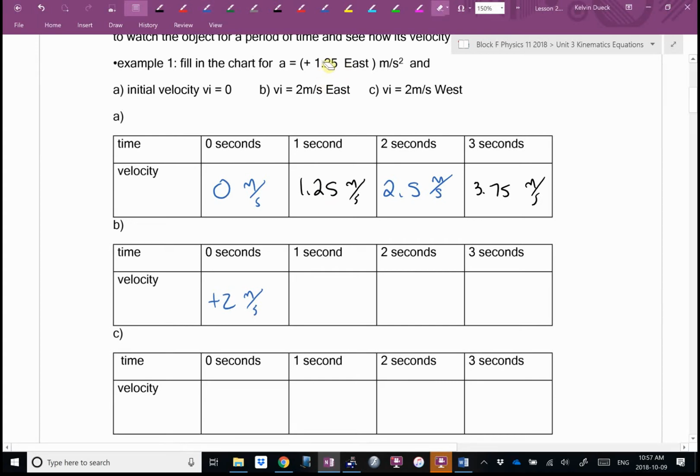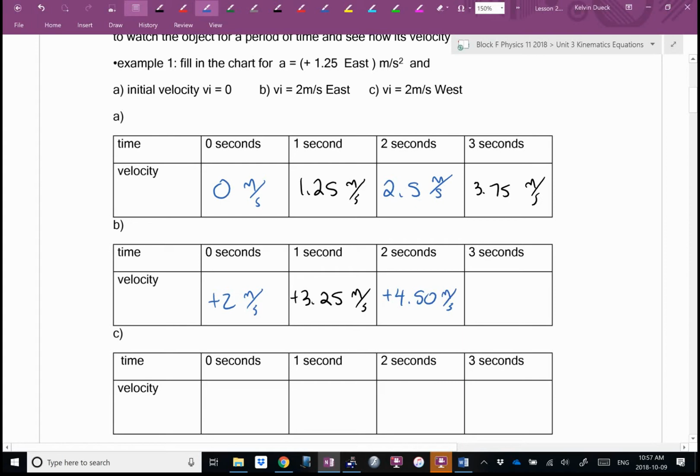We're accelerating, but positive. Yes. After 1 more second, now how fast are we going? Positive 4.50. Is that right? Yep.